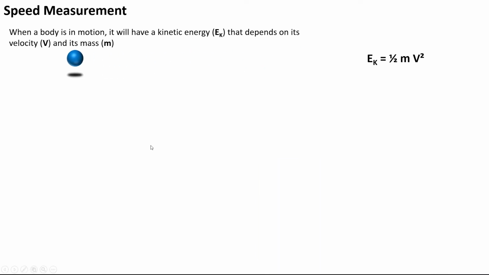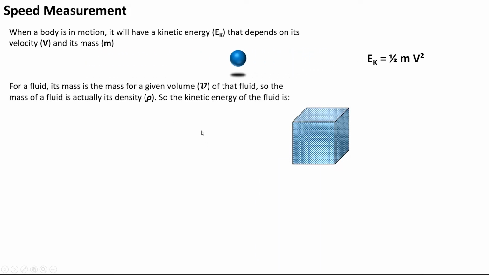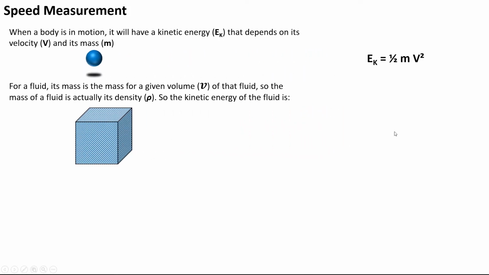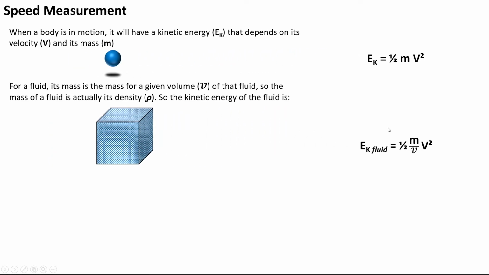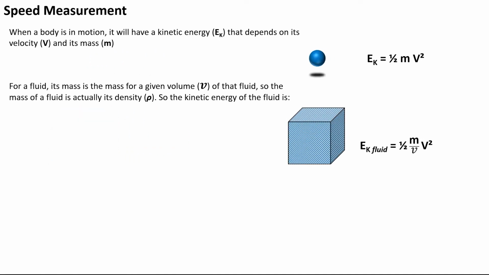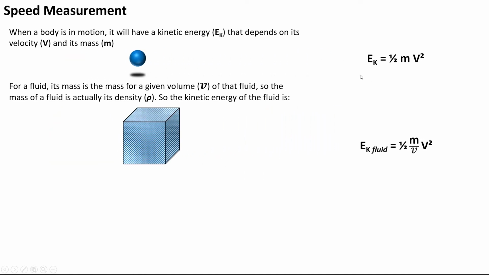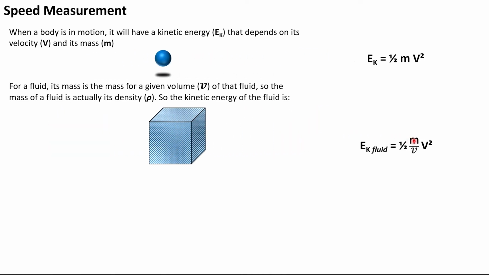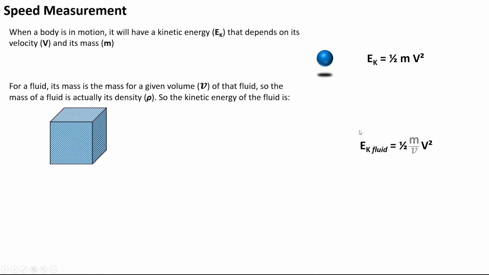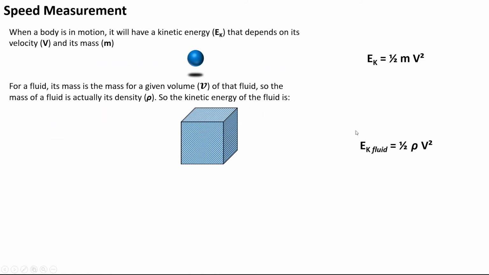Now, if I ask you, what's the kinetic energy of a fluid? The fluid can be gas or liquid. So the fluid is a quantity of mass in a volume. And you'll tell me, well, the kinetic energy of a fluid should be the same. So it's going to be half multiplied by its mass in a volume multiplied by the speed squared. So as you can see, the kinetic energy of a fluid is the same as any body's, but the only difference is that when we multiply by the mass, it's going to be mass over volume. And the mass over volume, we know it, it's called density.